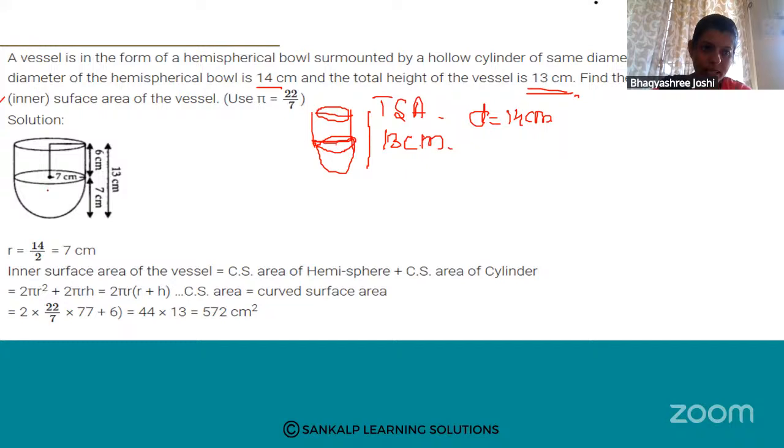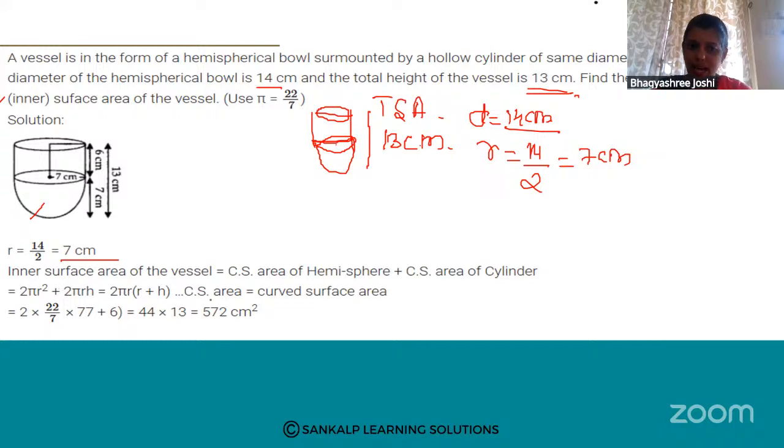Now, here this is the vessel, and here one cylinder is surmounted on the vessel, and total height is 13 centimeter, and 14 centimeter is the diameter. And what is the radius? 14 is the diameter. Then what is radius? 14 divided by 2, that is equal to 7 centimeter. So 7 centimeter is the radius here, and diameter of both cylinder and hemisphere are same. That means radius is also same. So this is 7 centimeter, and this is also 7 centimeter. And here this full height is 13 centimeter. r is equal to 14 divided by 2, that is 7 centimeter.